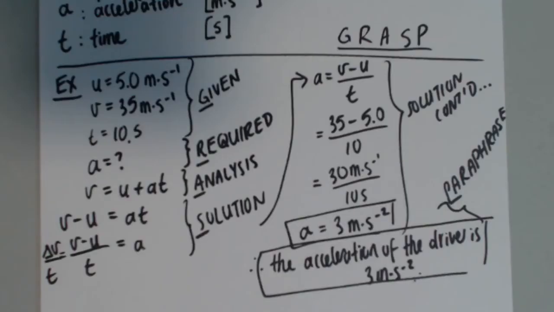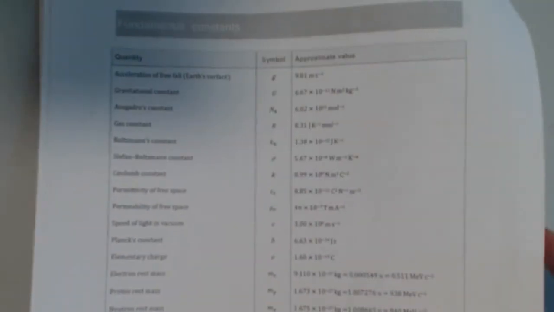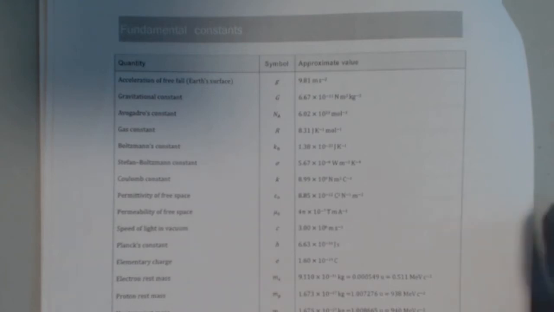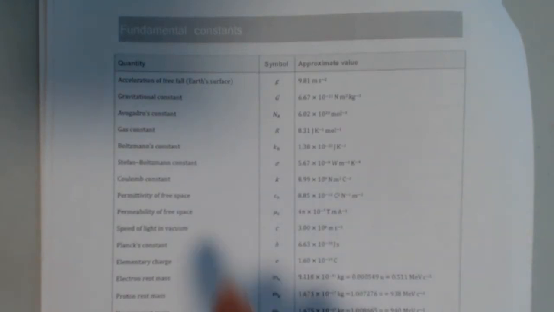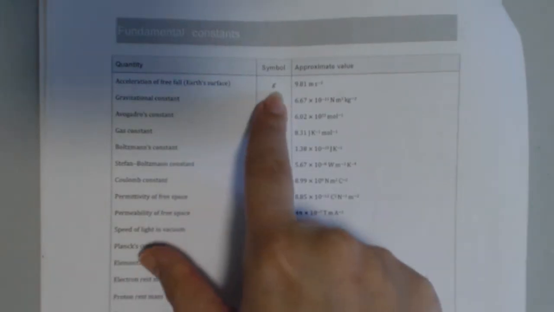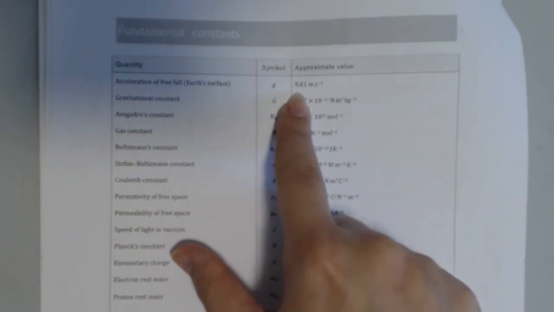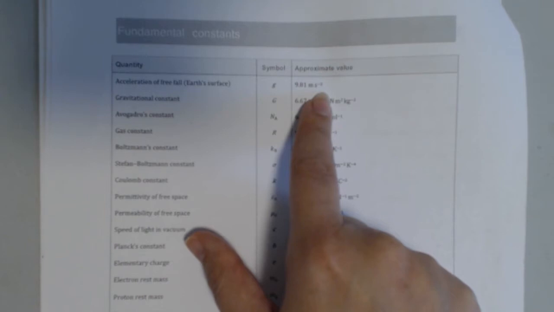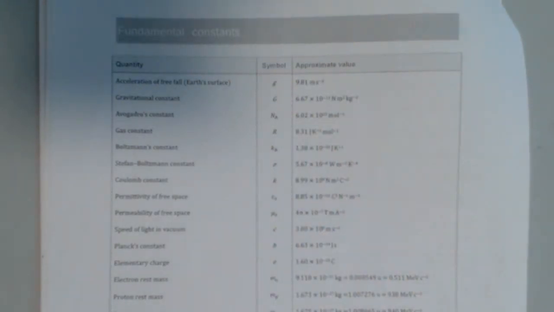The reason I say that is if you take your formula sheet and turn to the first page, fundamental constants, there are a whole lot of constants here. The very first one is acceleration of free fall, Earth's surface. There's the symbol, lowercase g, and the value is about 9.81 meters per second squared. So there it is for you. In case you forget, you can look it up.